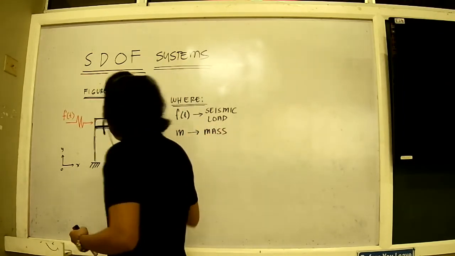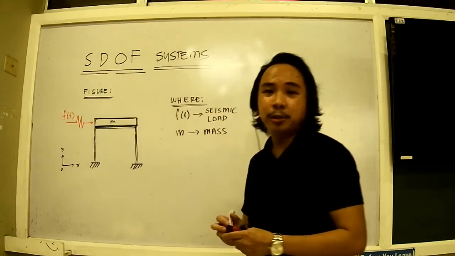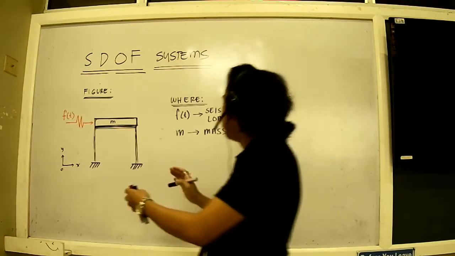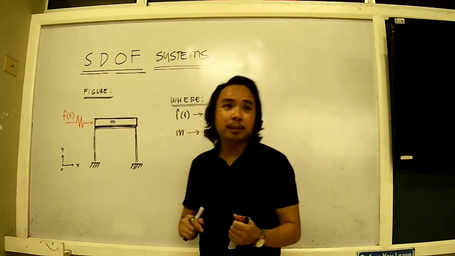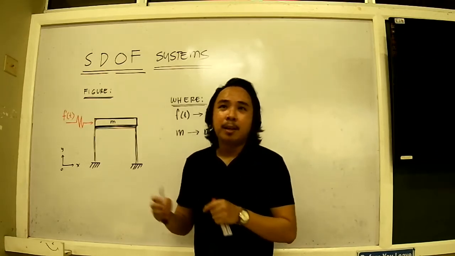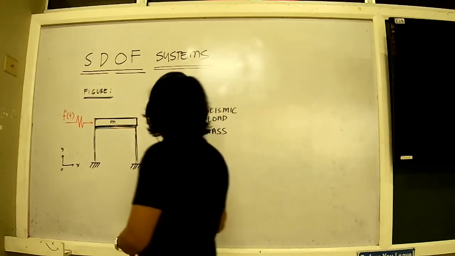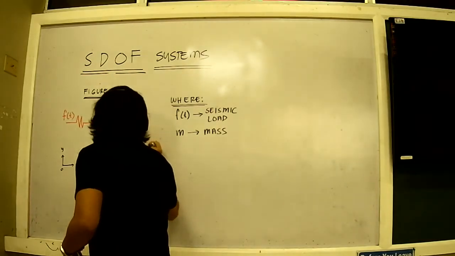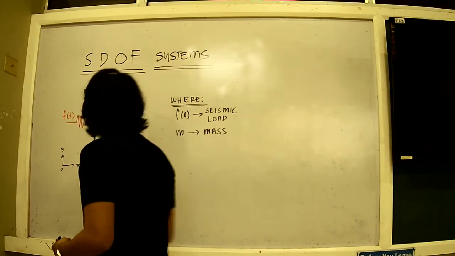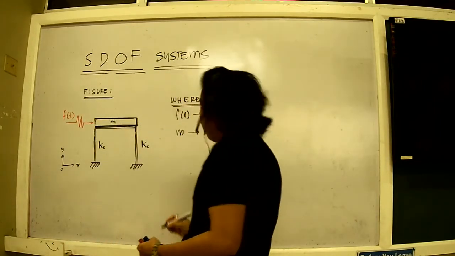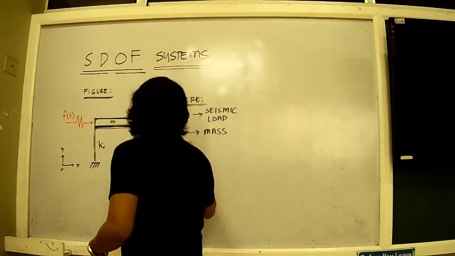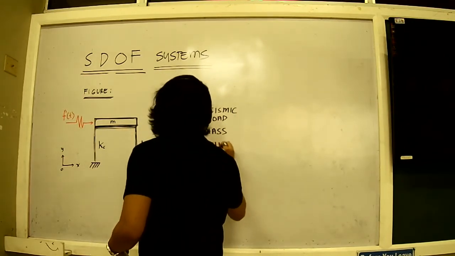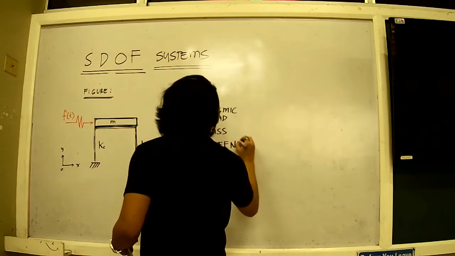Now, the columns inherently also have what we call stiffness, or the ability of a structure to resist motion. That is stiffness. Now, these columns possess K, stiffness. I'll just generalize this as the K of the structure. So this is what we call the structural stiffness.